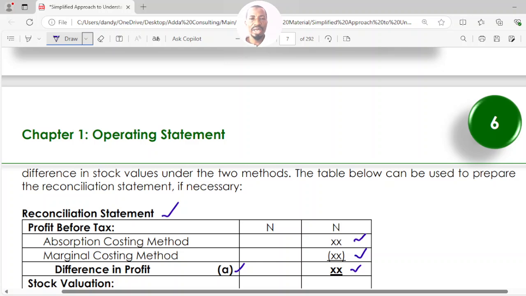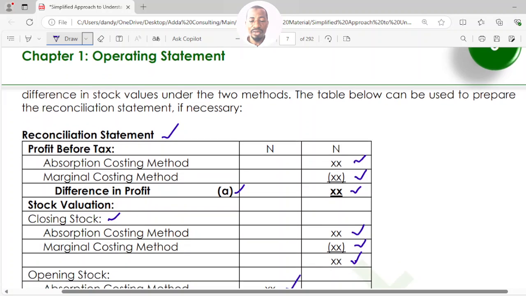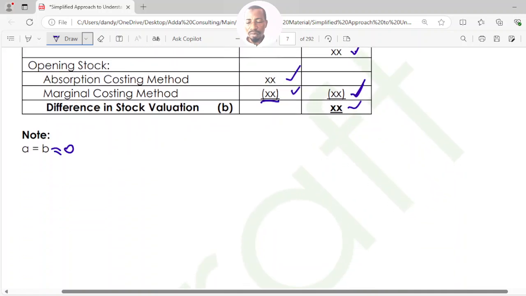Then lastly, we just discussed the reconciliation statements, because the operating performance, the net profit or loss under the two techniques will never be the same, except by accident or coincidence. So for you to find the difference in the profits, you need to prepare the reconciliation statement, which will show you the difference in profit and the difference in stock valuation. And I said that once the difference in profit equals the difference in stock valuation, it means that what you have done is perfectly okay.